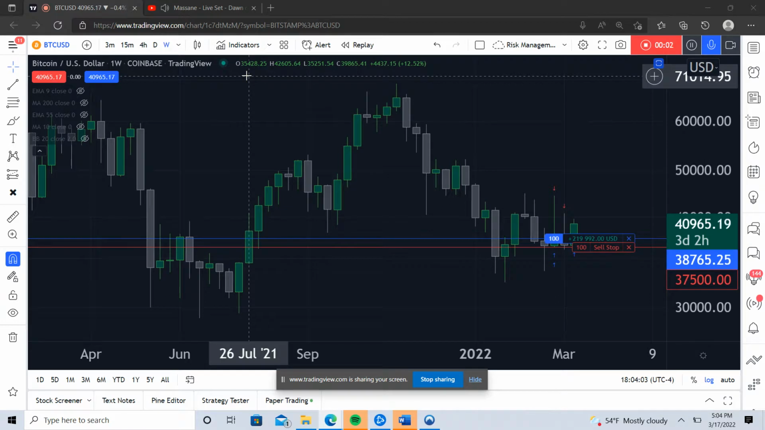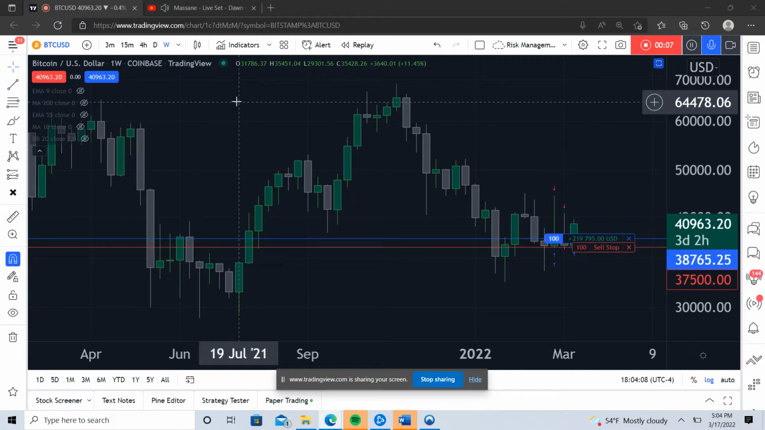All right, guys, this is another update to the Bitcoin Trading Journal series. Right now, we're just looking at the macro chart. This is the Bitcoin USD weekly chart, and you can see here that I'm in this long position.